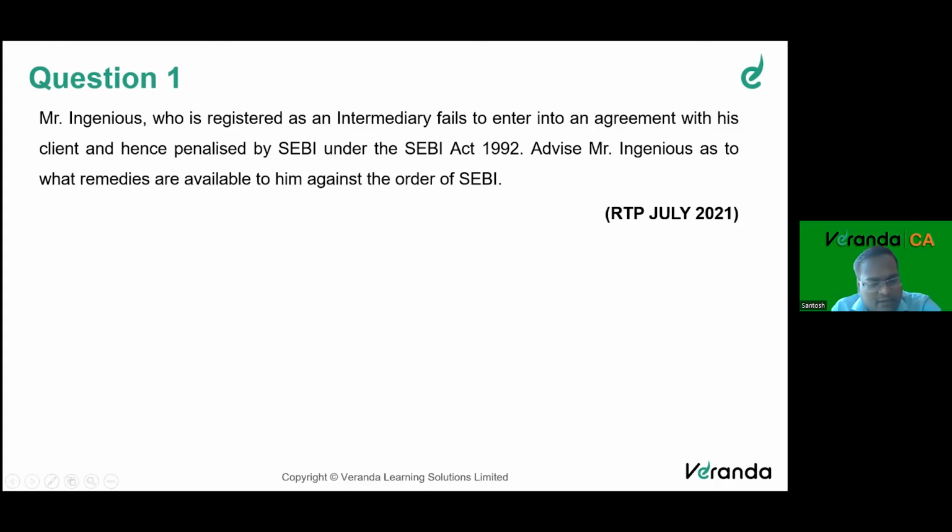So in this question, let's look at what are the key points that are asked. Here he has failed to enter into an agreement, and SEBI has penalized him, and he wants to know what are the various remedies that are available. So our answer in this case should address all of the 3 points. The first point is, who is required to give a penalty under the SEBI Act? That is the first thing that we need to answer.